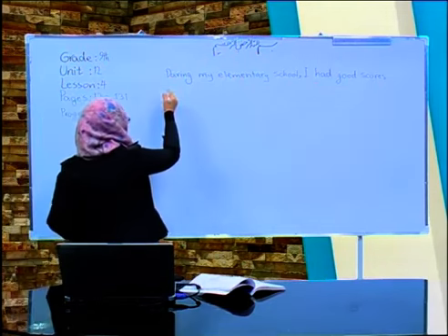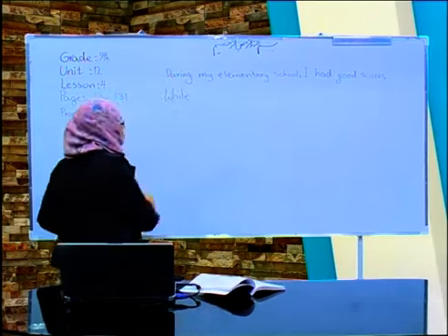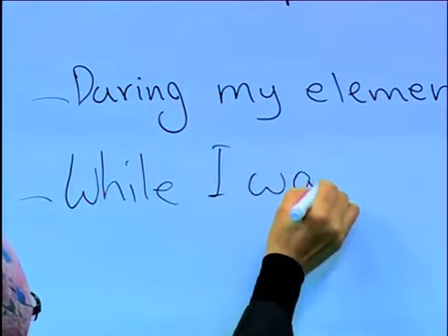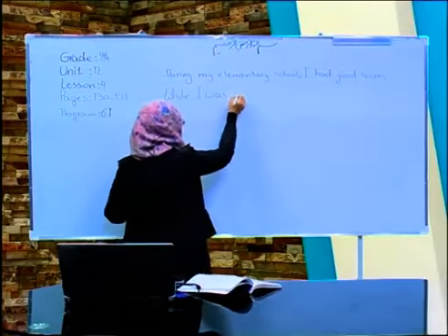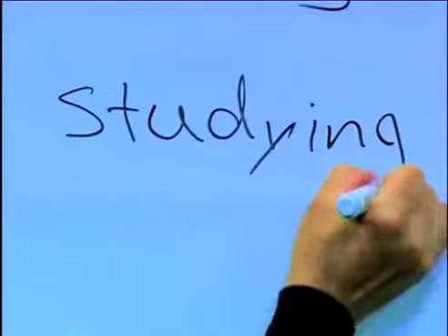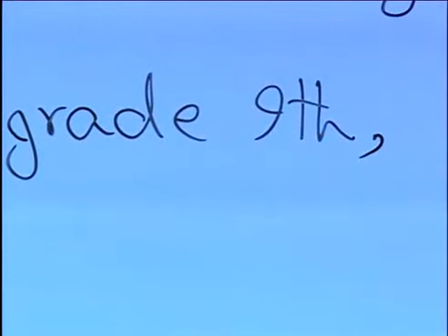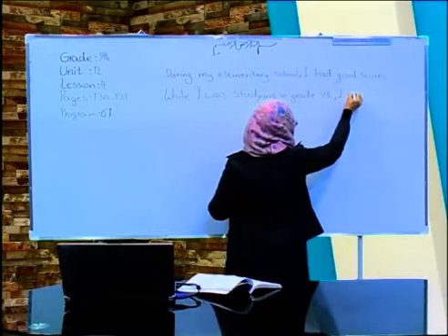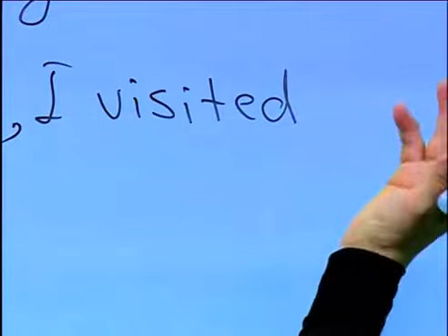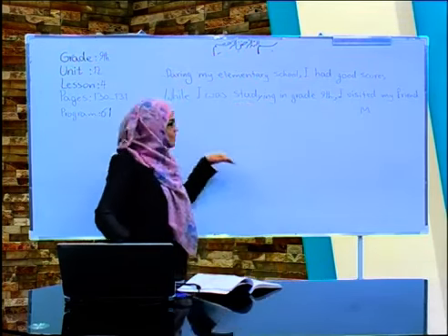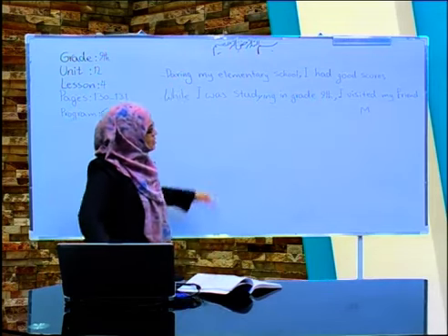How about the second one? While. The next sentence is while. After while I have to use past continuous tense. While I was studying in grade 9, I visited my friend. I just write down M. While I was studying in grade 9, I visited my friend M.